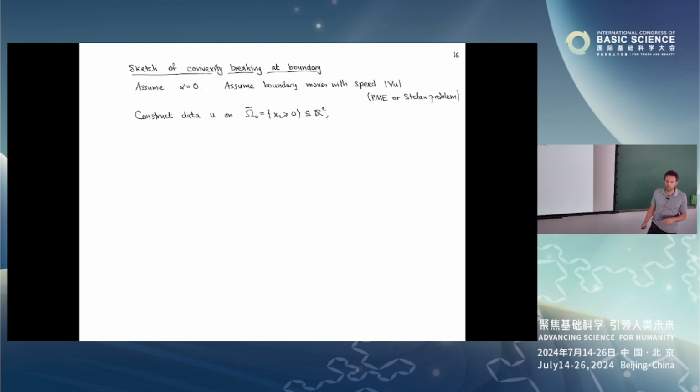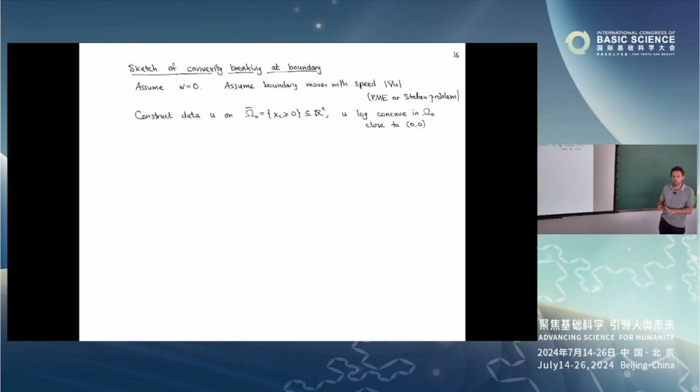What we're going to do first of all, I just want to give you the idea. This was our starting point. We constructed the data on the upper half plane. So look at capital omega naught to be x2 bigger than 0. Of course, eventually we want to construct an omega naught which is convex and bounded. But let's start with something which is unbounded.